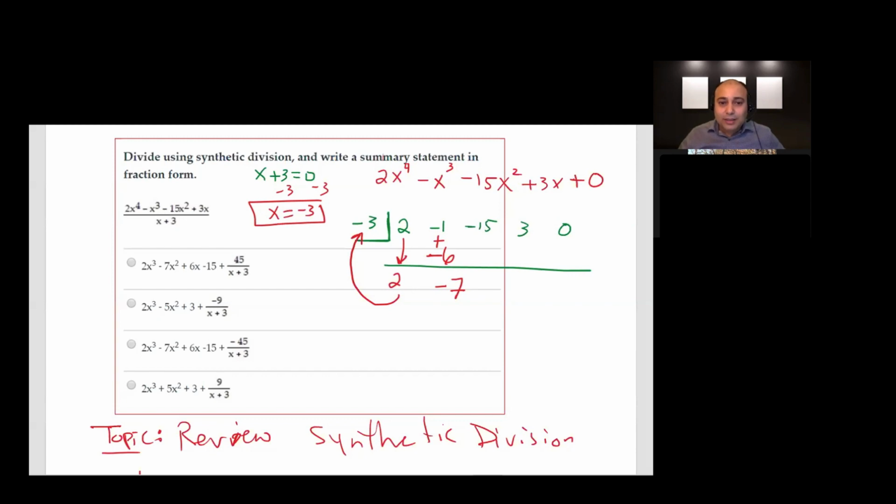Okay, let me get a different color right here. I'll multiply the -7 by -3, which is +21, right? +21. And then I add -15 plus 21, which is equal to what? 6? +6. Okay. And then what? I'll do the same cycle. 6 times -3 equals -18. Okay. 3 plus -18 equals -15. Perfect. Good job, Sophia.